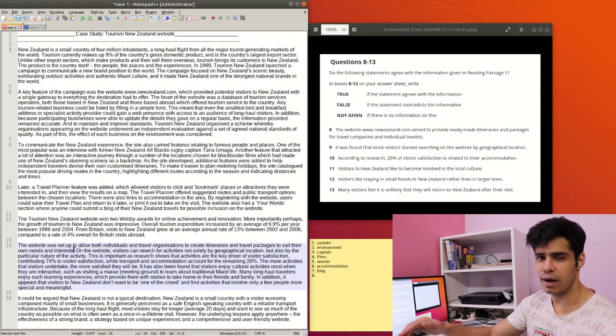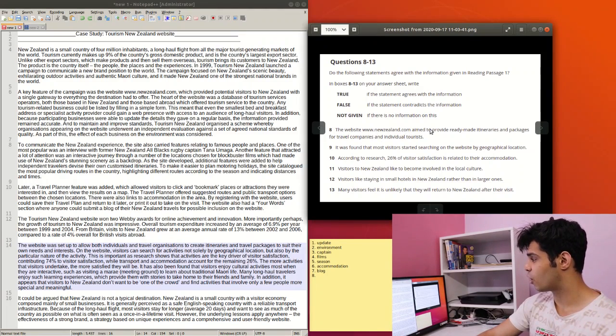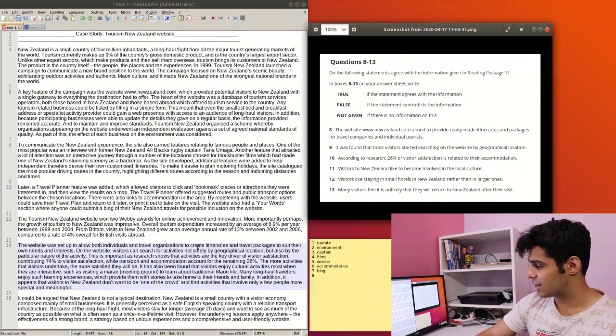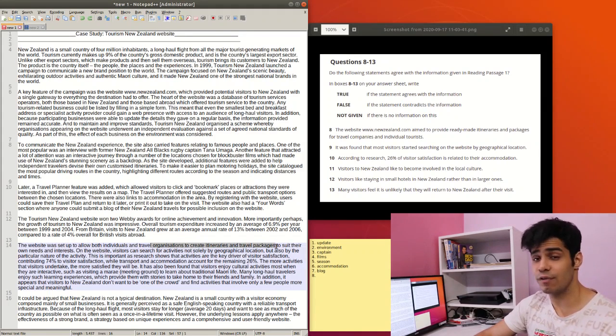And this is why we read the questions, because I just got the answer to one of the questions. Which one? The number 8. It says, the website newzealand.com aimed to provide ready-made itineraries and packages for travel companies and individual tourists. Does it aim to provide, and the keyword is ready-made, does it aim to provide ready-made itineraries? I would say it doesn't. Because what they're essentially saying is it aimed to create itineraries and travel packages to suit their own needs and interests. So basically, any individual or travel organization can use this website to create their own package, their own itinerary to suit their own needs and interests. So it's definitely not ready-made.